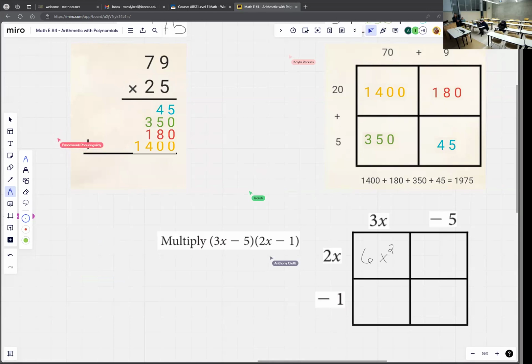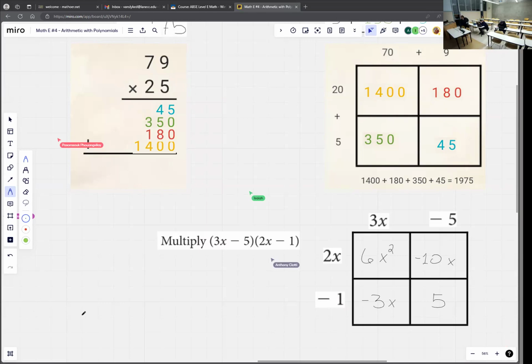In this corner, a negative 5 times 2x. Negative 5 times 2 is negative 10 with an x. 3x times negative 1. Negative 1 times 3 is negative 3 and an x. A negative times a negative makes a positive 5. And like before, we're not done. We have to stick all of this together.